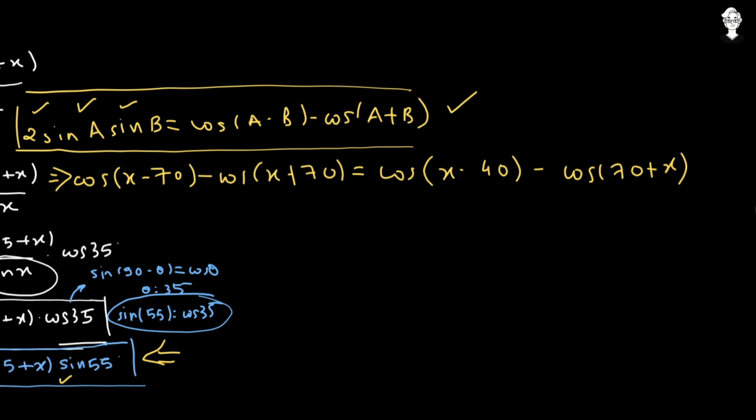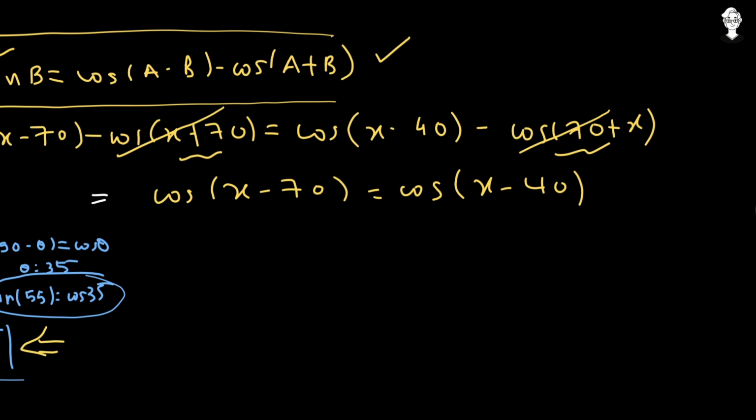Now we can see that on the left hand side we have negative cos of (x plus 70), and on the right hand side we have negative cos of (70 plus x). x plus 70 and 70 plus x are the same, so these two things can just cancel out. So what we finally have is cos of (x minus 70 degree) equals cos of (x minus 40 degree).